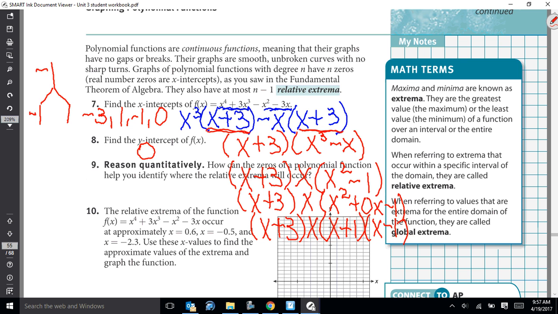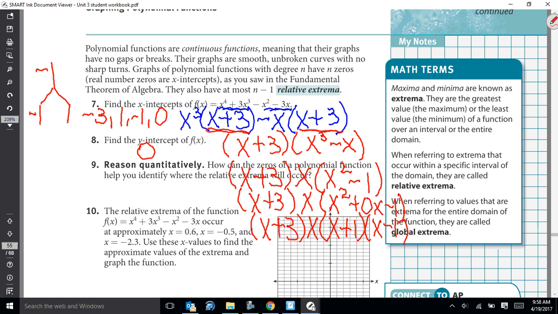All right, so then this one says, how can the zeros of a polynomial function help you identify where the relative extrema will occur? Well, if I know that my x-intercepts are there, I'm going to cross at -3, 1, -1, and 0. Halfway in between, I'm either going to be at a relative max or a relative min, right? Because when my graph turns around, it's always in between zeros.